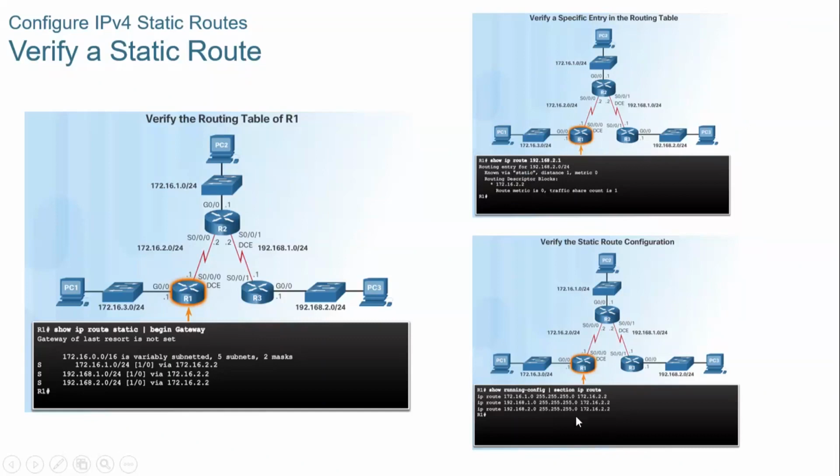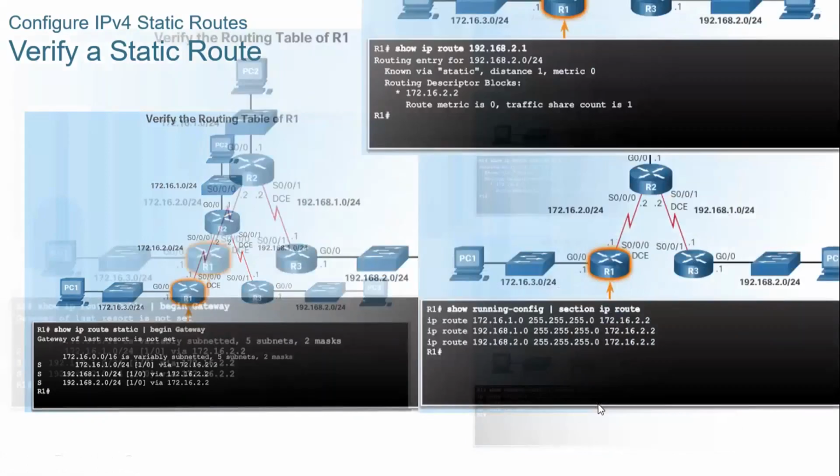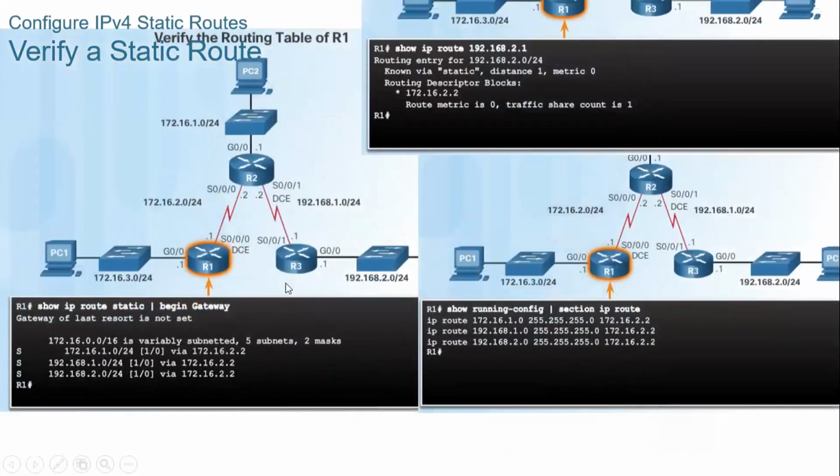Another way is to look at the running config file. So you type show running config. It will show you the whole running config file, which is a long file. But you can use the filter section IP route, and then it will only show you the information about the IP route configuration you have made. And you can check whether this is right. So these are ways you can verify. Same thing, I just made it bigger.